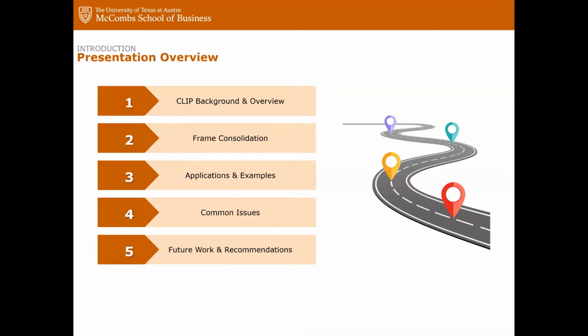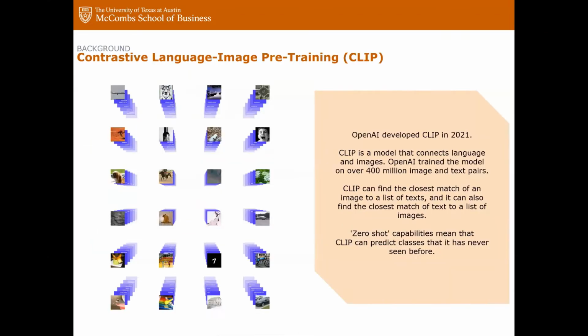At this time, I'll turn it over to Brett to talk about the CLIP background. Thanks, Jackson. So CLIP was developed by OpenAI in 2021, and it's a model that connects language and images. It was trained on over 400 million image and text pairs. It encodes both the image and the text, and that's how it's able to find the closest matches between the lists of images or the list of text. It also has what's called zero-shot capabilities, which means that it can predict on classes that it's never seen before, and that comes from the text and the image embeddings.